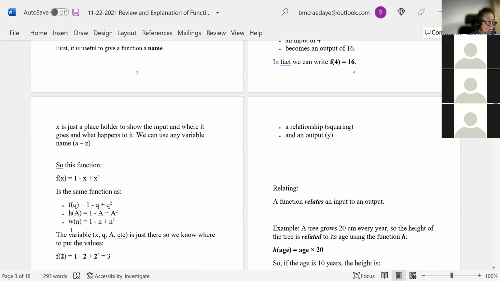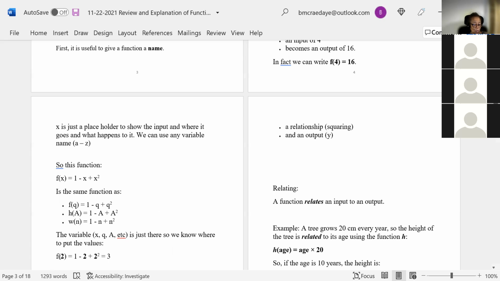Instead of X, you use an N. But notice you have the same relationship. You're subtracting and you're adding the square of the variable. So it's the same. So what are your variables? Whether they're a Q or A or N or X, it's the same.